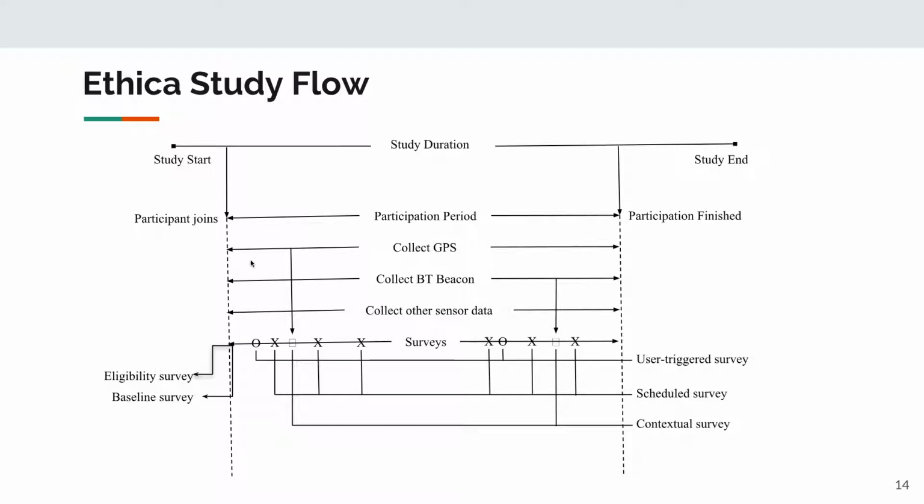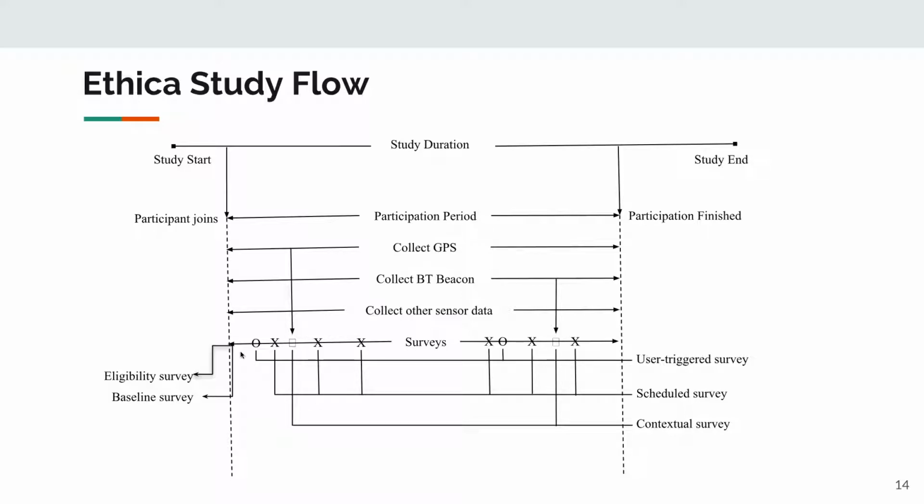During this time, the system collects sensor data continuously from the time that the participation has started to the time that it has ended. For example, here you can see that it collects GPS data, Bluetooth beacon data, or any other data that you choose. This is configurable. One of these data is survey responses. That's a bit more involved than the other data sources. For the other data sources, the participants don't have any active role in them. The data is collected behind the scenes.